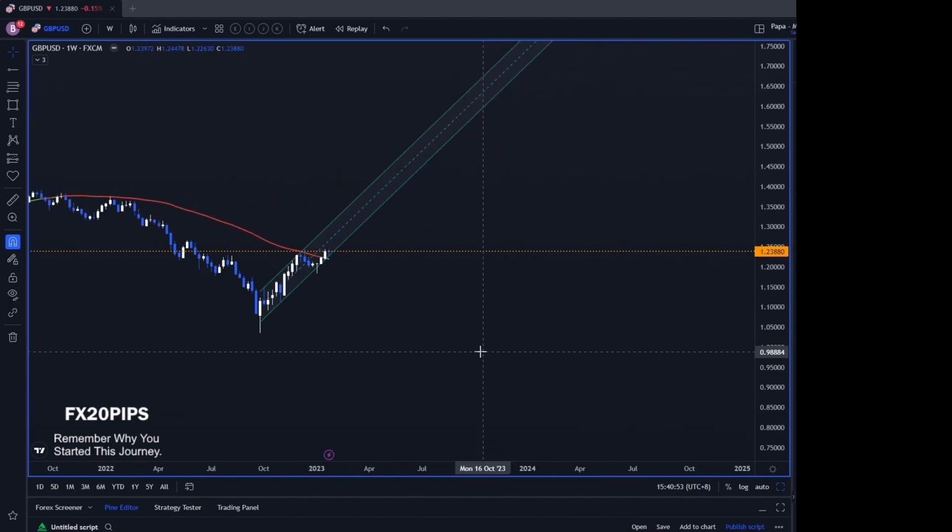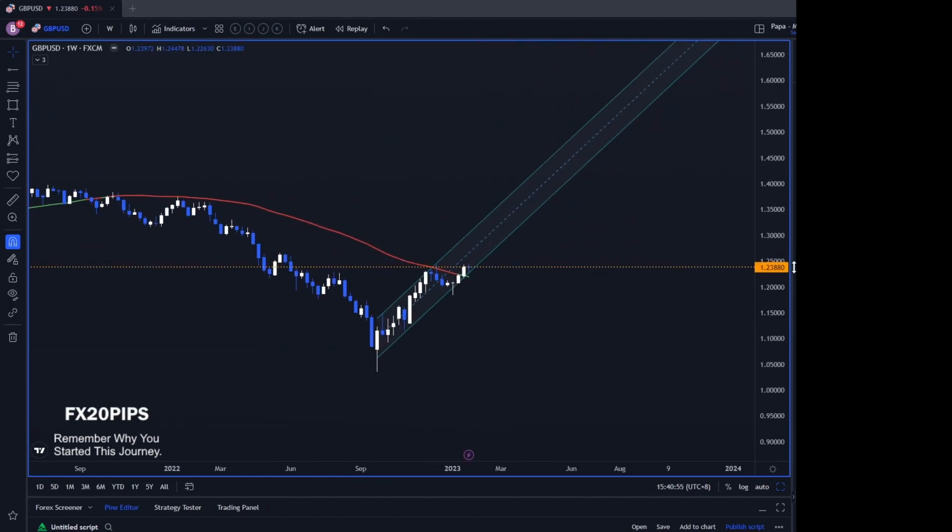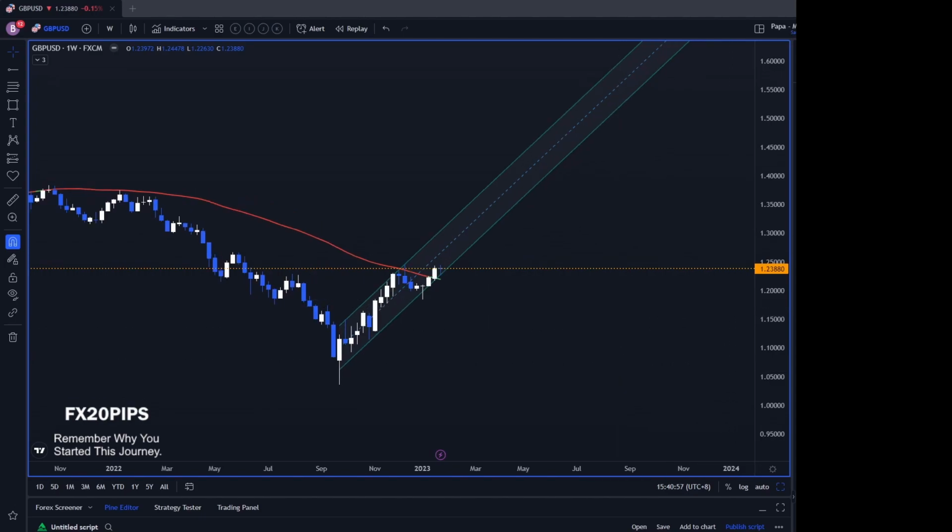And let's look at this. So we are still in the bullish leg of this channel. I think I've spoken about this before. Overshoot. All right, we're still touching the bottom of this channel.